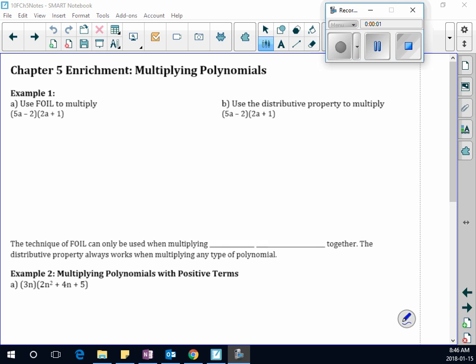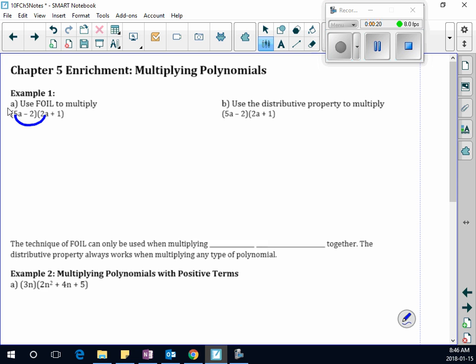Today's enrichment lesson is an extension of what you learned last time, FOIL. Essentially, FOIL only works when you're multiplying two binomials together. So let's just refresh our memory on FOIL. Remember, FOIL stands for the acronym for first, outer, inner, last.